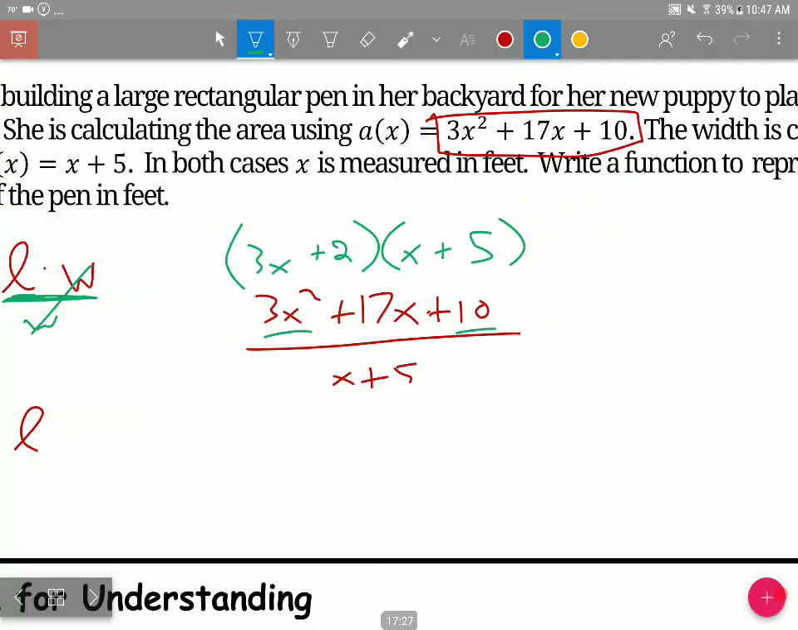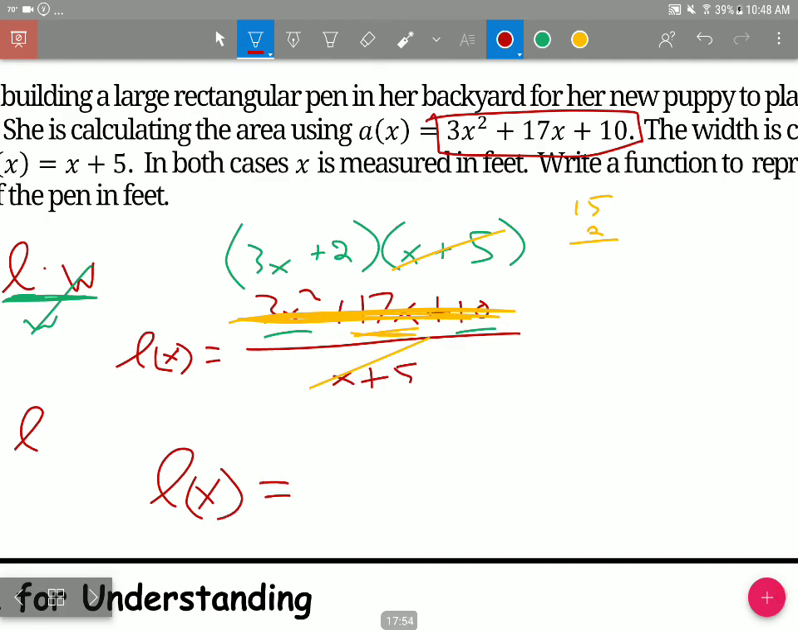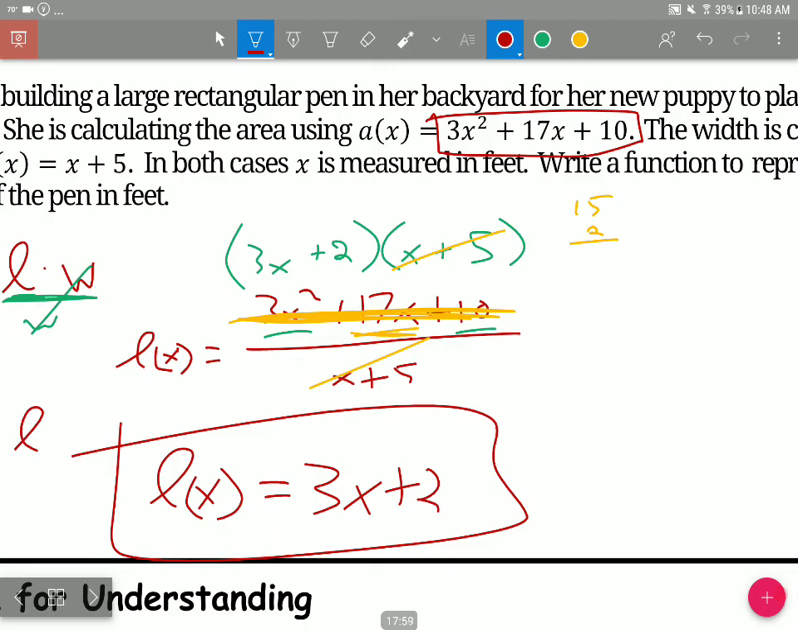All right, so let's check it. 3 times 5 is? 2 times 1 is? Those add up to? Is that what you want? Great! So I'll scratch that one out. Do you see anything that cancels out? The x plus 5. So, the length, which this was L of x, so the length equals what? 3x plus 2. All your word problems are going to work like this in some form or another. It is probably going to be an area problem of one type or another, but you're just going to have to divide one by the other.